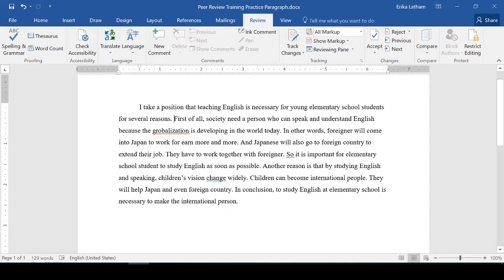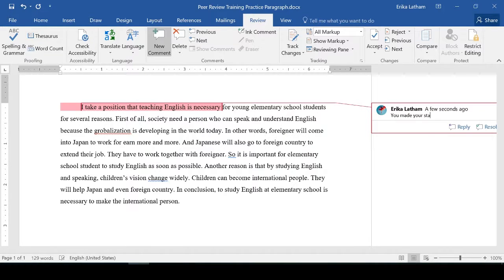Okay, I've read this paragraph once for meaning, so now I'm ready to give some comments. Let's start from the beginning. "I take a position that teaching English is necessary for young elementary school students for several reasons." That's a good, clear stance, so let me write that first. I take a position that it's necessary. All right.